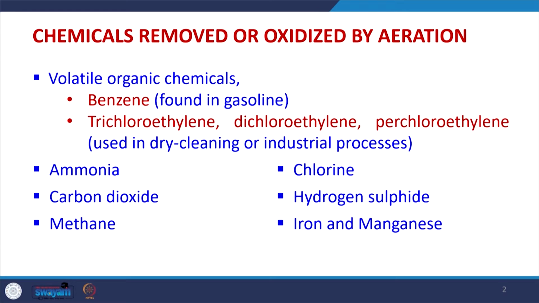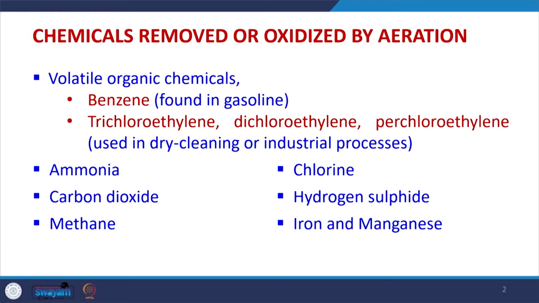Similarly, trichloroethylene, dichloroethylene, perchloroethylene, which are very common chemicals used during dry cleaning or industrial processes, also have to be removed. Similarly, many gases like ammonia, carbon dioxide, methane, chlorine, hydrogen sulfide, all these gases we want to remove out of the water, and for that we use aeration, so that if their concentration is higher, it will be reduced to its maximum solubility limit.